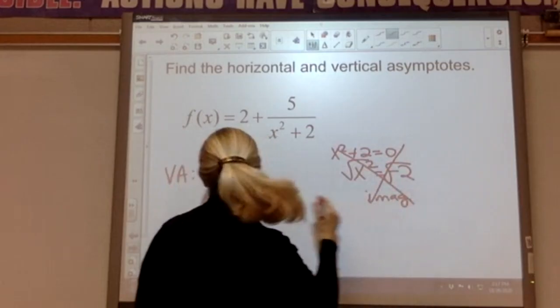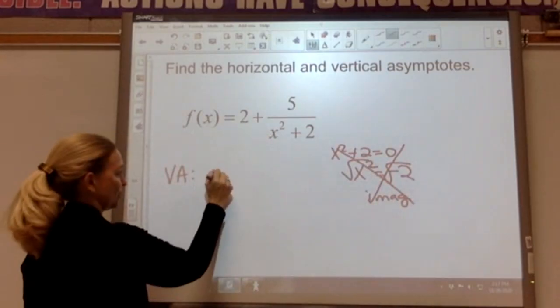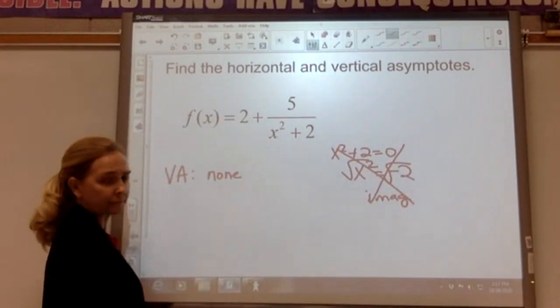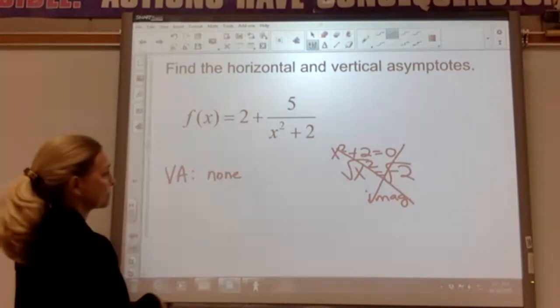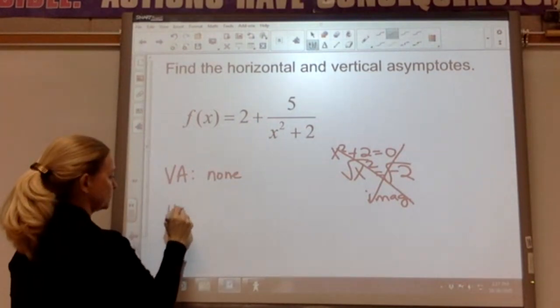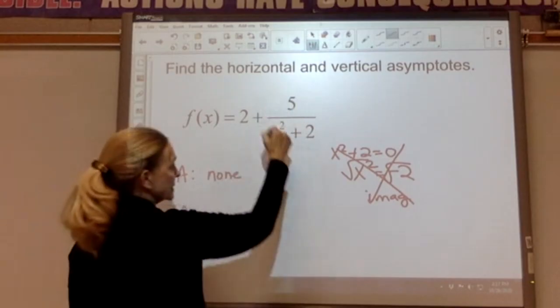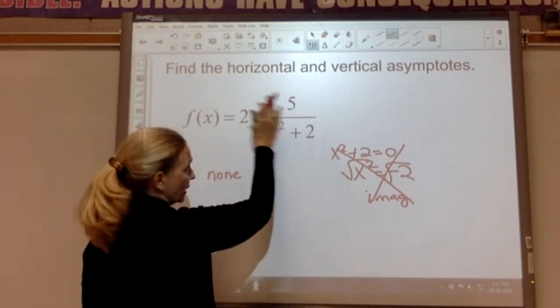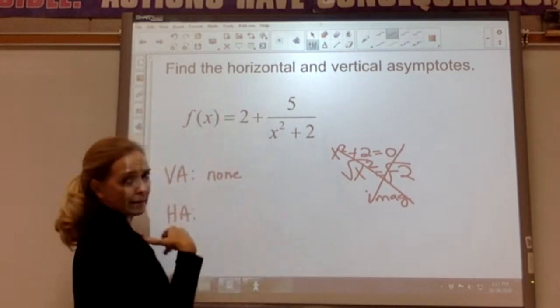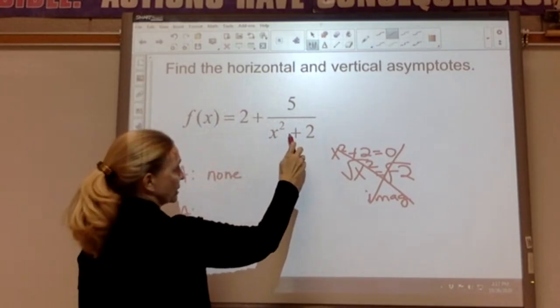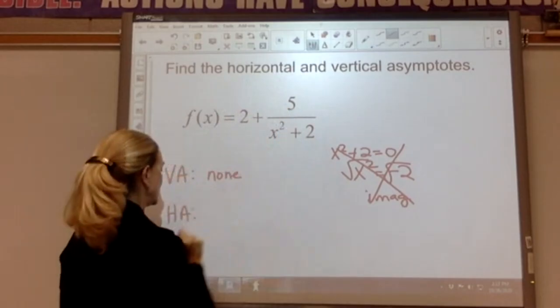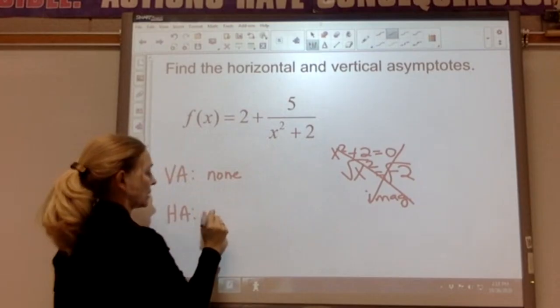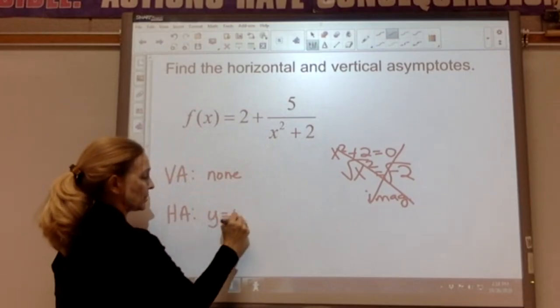So this is none. So vertical asymptote, I have none. Right? Now, horizontal asymptote, if I'm looking at just this part, I ignore this constant that's being added to it. This degree in the bottom is larger than the numerator. So the horizontal asymptote is y equals 0.